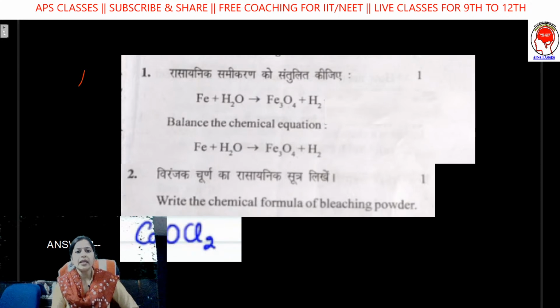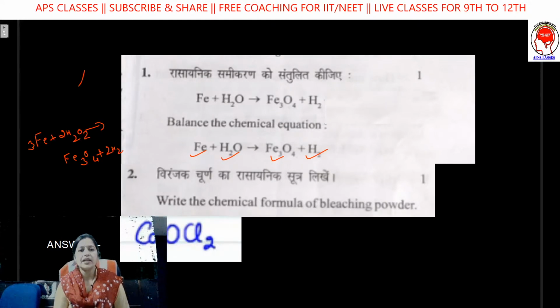तो आपको ये बताना है कि इस equation को किस तरह से बैलेंस करना है. That means Fe plus H2O gives ferric tetroxide, balancing the chemical equation.